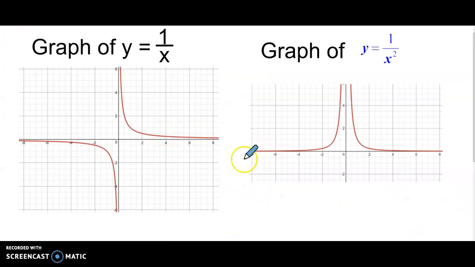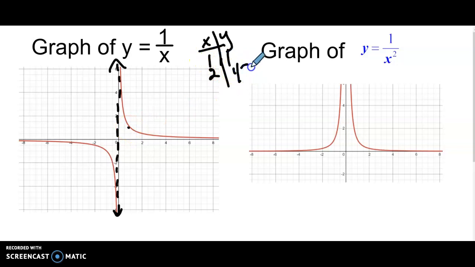Let's remember what basically the graph of a rational function looks like. Here's sort of the parent graph. Y equals 1 over x. Okay, so I can't have 0. That's my vertical asymptote, right? I could put 1 in. 1 divided by 1 is 1. I could put 2 in. 1 divided by 2 is a half. I could put 4 in. 1 divided by 4 is 1/4. You can see what's happening. It gets closer and closer to 0, but it's never going to hit it.